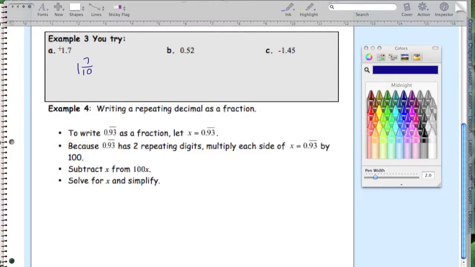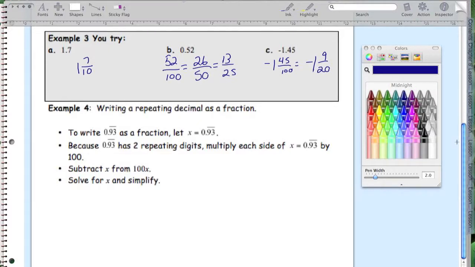The answers here are going to be 1 and 7/10, 52 over 100, because it goes to the hundredths place, but then we can simplify and divide to write equivalent fractions, reducing it as far as it can go to 13/25. Letter C is negative 1 and 45/100, which is going to reduce to negative 1 and 9/20.